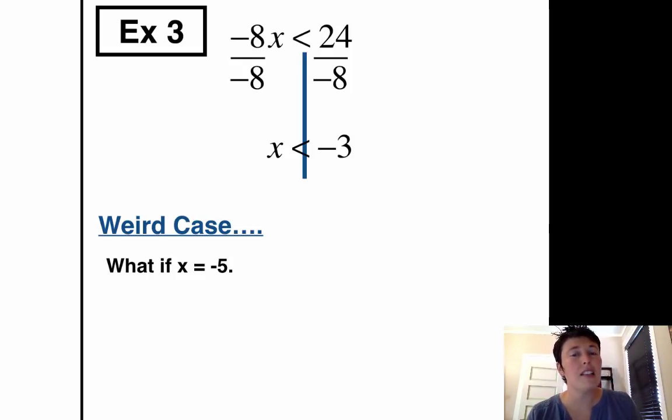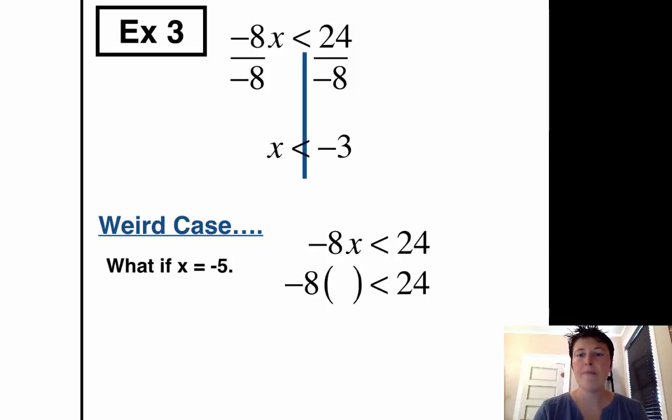x can be anything less than -3, we just said. So anything less than -3, x could be. It could be -4, it could be -5, it could be -10, it could be -1,000. I'm going to pick one number that it could be, -5. And I'm going to test it because it should work. If I put -5 in for x as a test, it should pass the test. So where the x is, we're going to replace with a -5. We're going to do -8 times -5. And it should be less than 24.